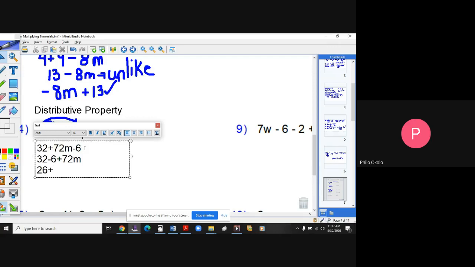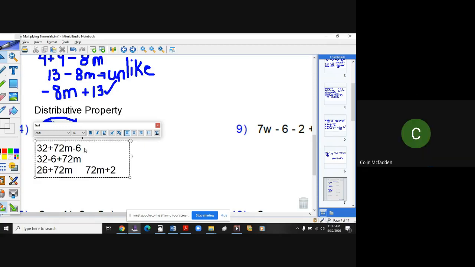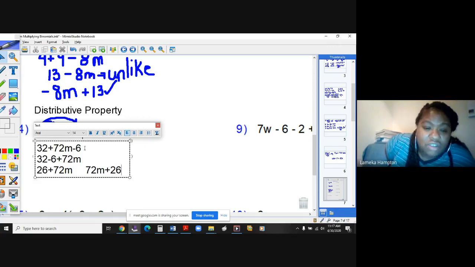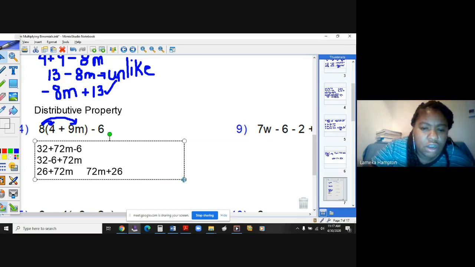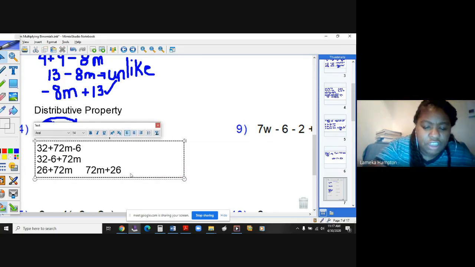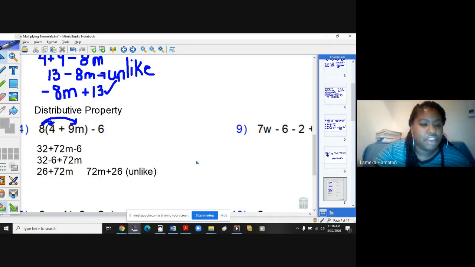26 plus 72m. Now remember, I'm going to do some spacing. You can also write your answer this way. That's your final answer, right? Yes, that's my final answer. It sure is. So I'm going to go ahead and make this. Oh, come on now. All right, there we go. And now I'll write unlike terms. That is my final answer. Can't do anything else with that.